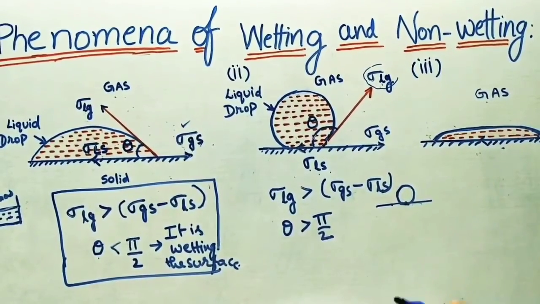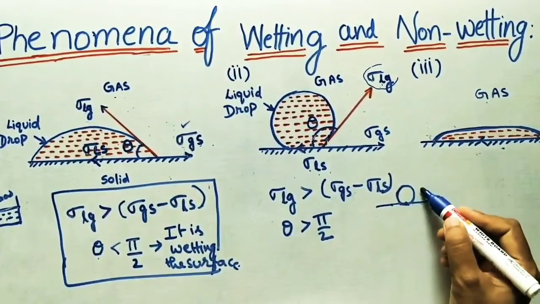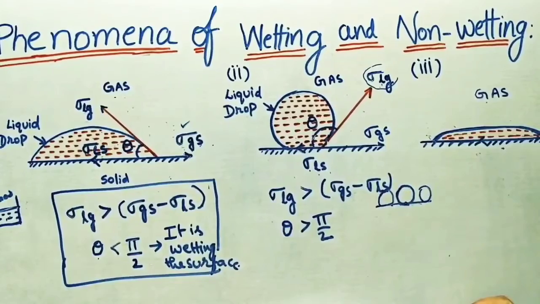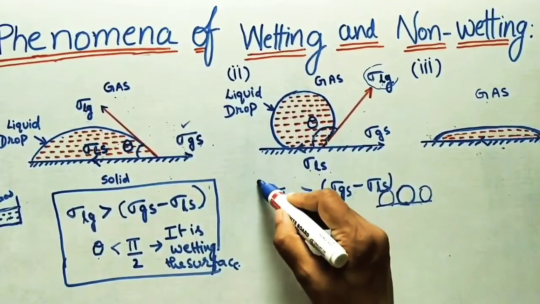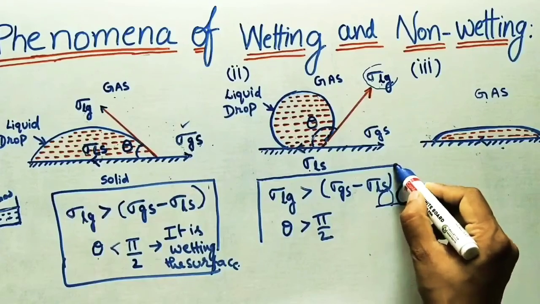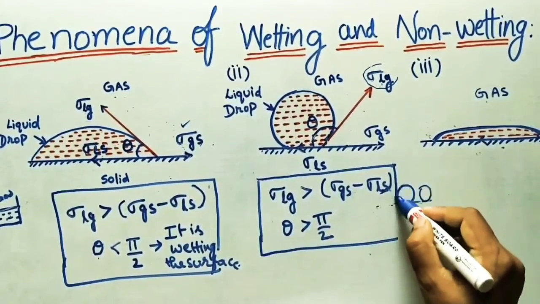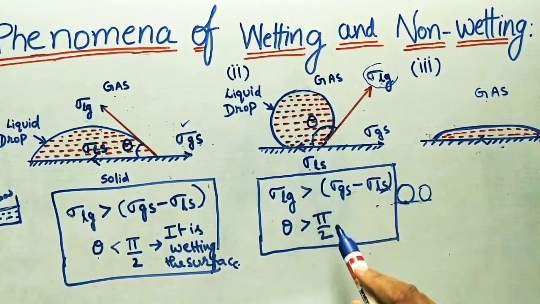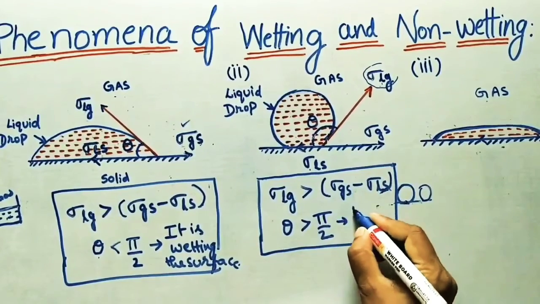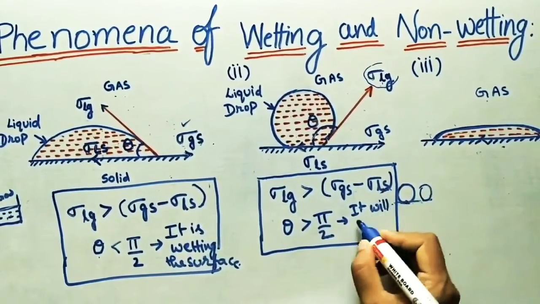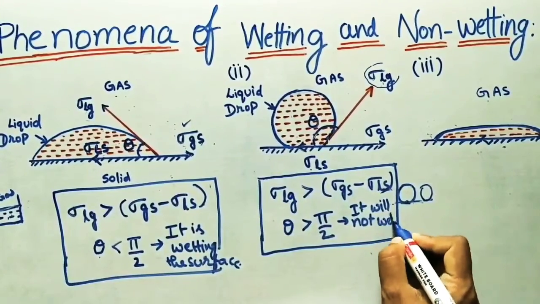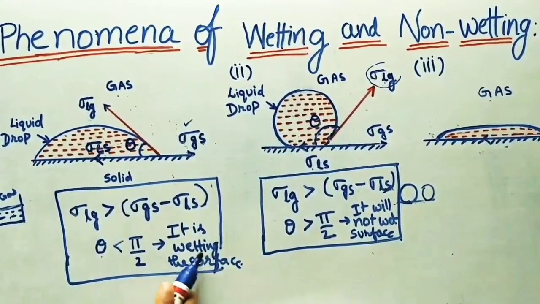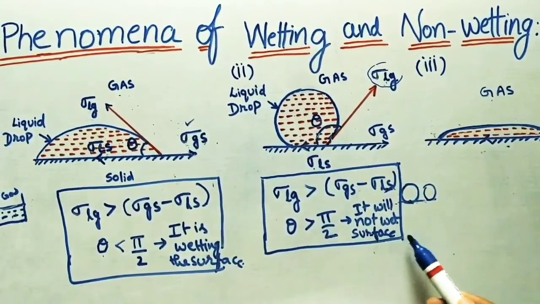What is the example of it? If you are taking mercury on the surface, it will form like spheres. So it will not cling to the surface, it will not wet the surface. So these conditions are for spherical droplets. It is in equilibrium only, but the angle is greater than pi by 2, so it will not wet the surface. Write it down here. If the angle is less than 90, it will wet the surface. If the angle is greater than 90, it will not wet the surface.